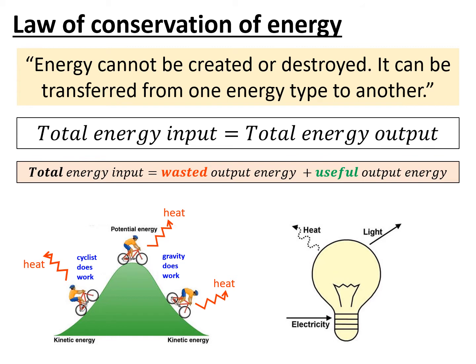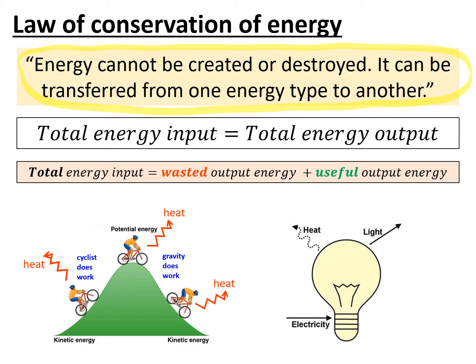So let's go back to basics for a moment. The law of conservation of energy states, and you've got to learn this, folks, energy cannot be created or destroyed. It can be transferred from one energy type to another. Okay, so that is really important. You've got to just learn that. The consequence of that is that the total energy input must equal the total energy output. We can be a little bit more specific than that.